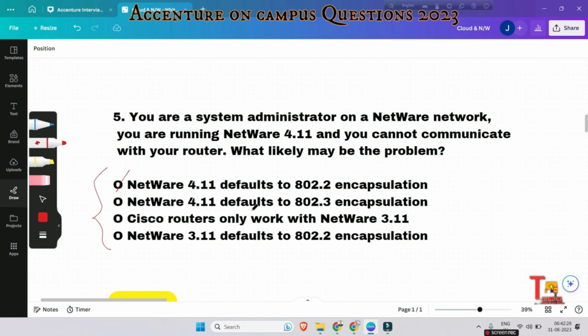If your router is not configured to support 802.2 encapsulation, or if there is a misconfiguration on either the router or the network server, this could lead to communication issues. Routers typically support a variety of encapsulation types, right? So it's important to ensure that the encapsulation types match on both the network server and the router.